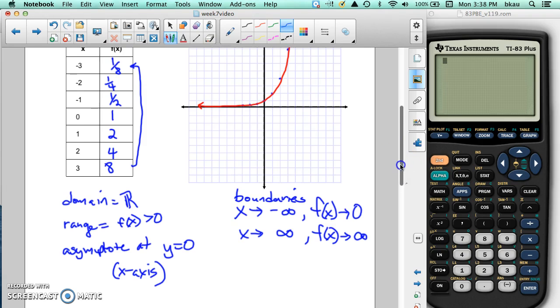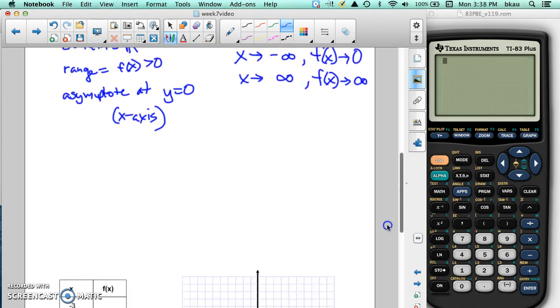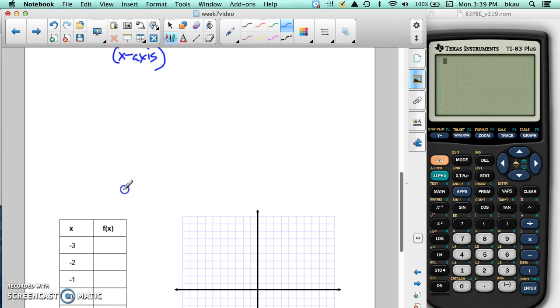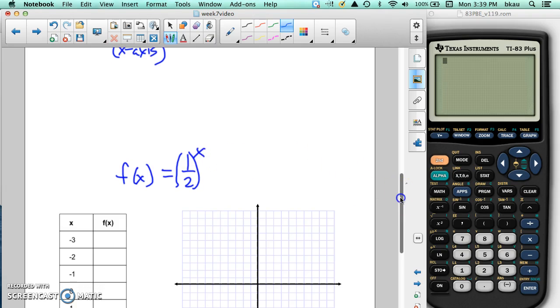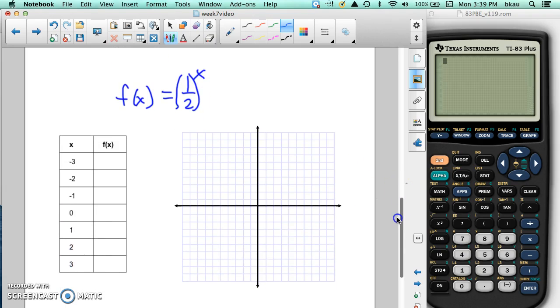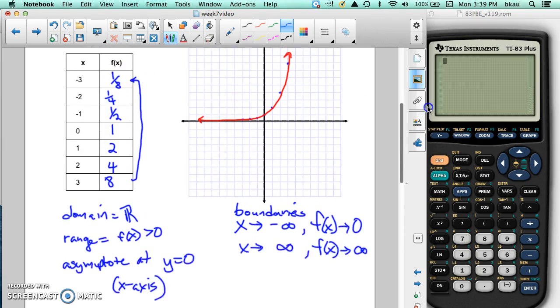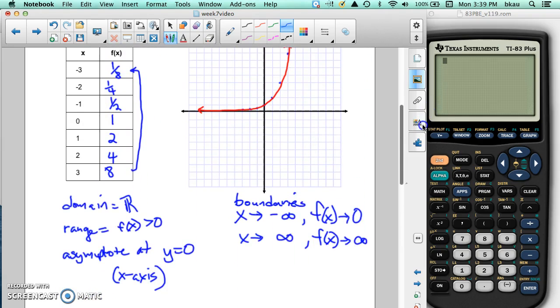Now we're going to change our function, and we're just going to do the reciprocal function. So we're going to take the function as 1/2 to the x power. All right, so that's the reciprocal function. We're going to take a look at that. So this is called exponential growth.